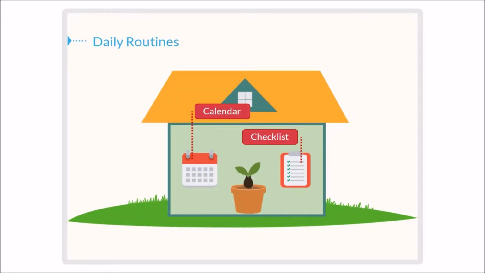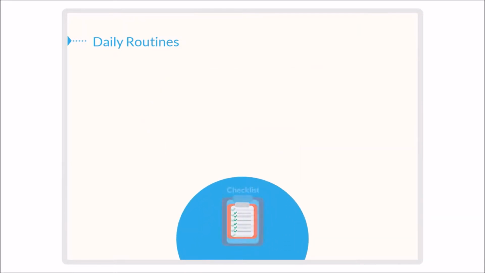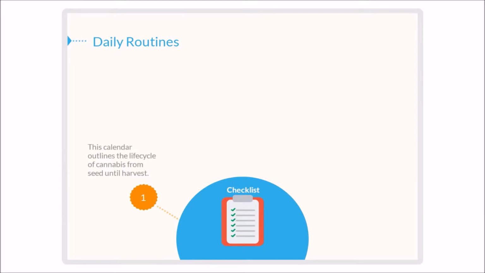Daily routines. A checklist adds necessary daily routines to the growing processes. This calendar outlines the life cycle of cannabis from seed until harvest. We will highlight major points to consider during each stage of the cannabis's life.